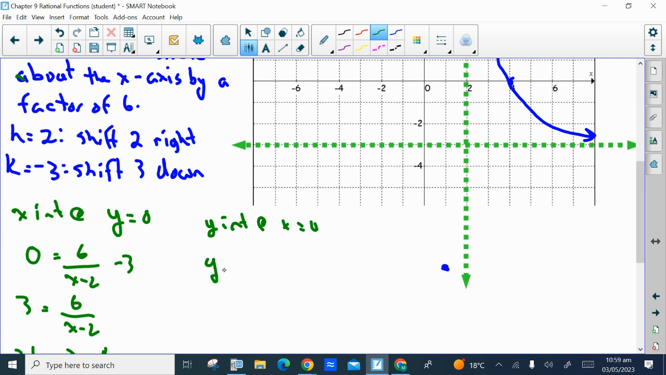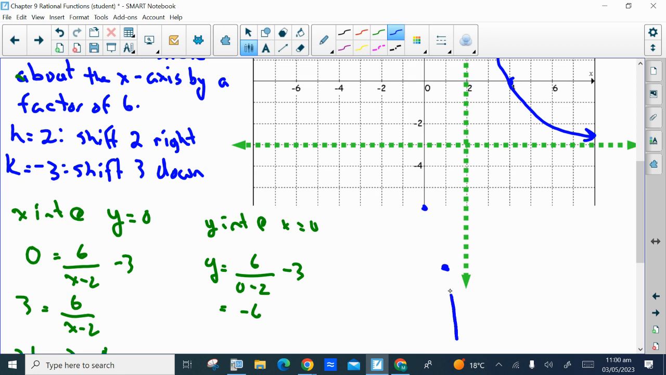So it'll be where y equals 6 over 0 minus 2, take away 3. 0 take away 2 is negative 2. 6 over negative 2 is negative 3. Minus 3 is negative 6. So the y-intercept will be at negative 6, which is about right there.